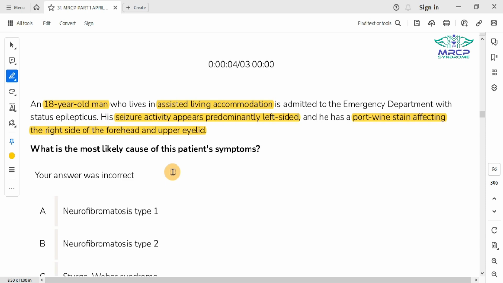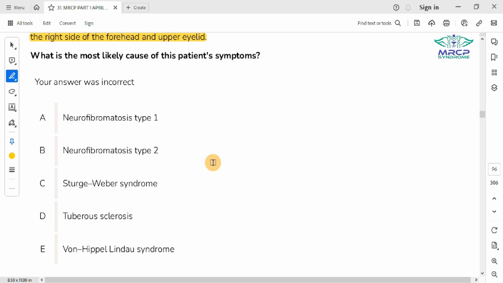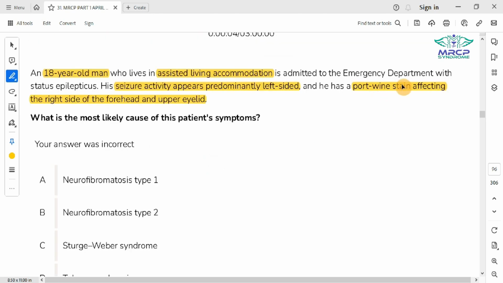Sturge-Weber. So a port wine stain with a history of seizure, the most likely diagnosis is Sturge-Weber syndrome. This port wine stain is the pathognomonic feature. These are deep purple colored lesions, especially around the eyes.